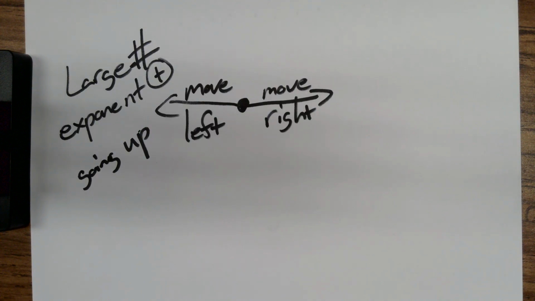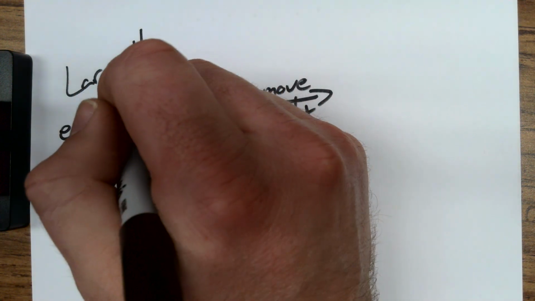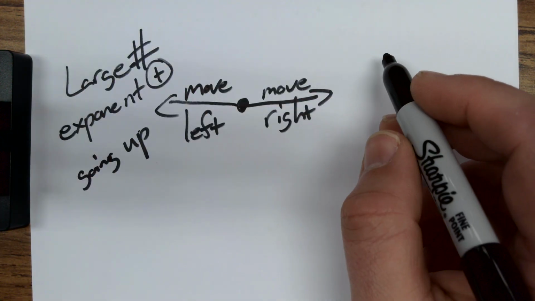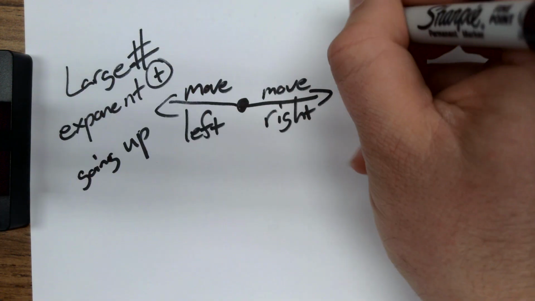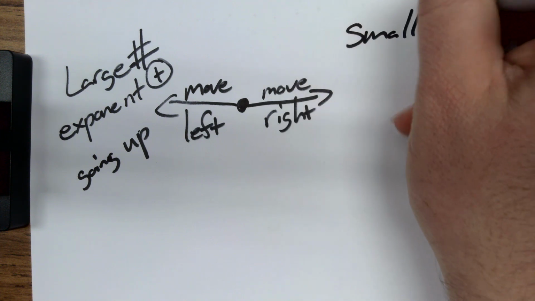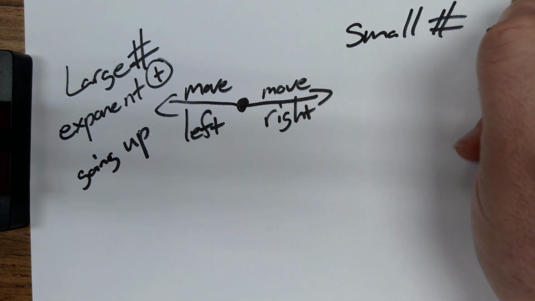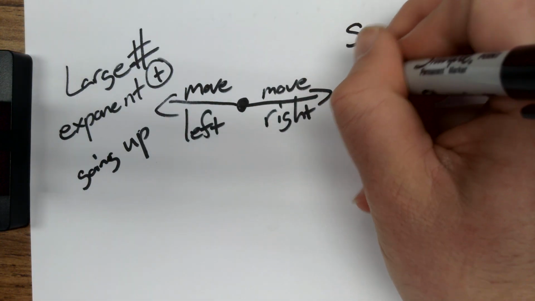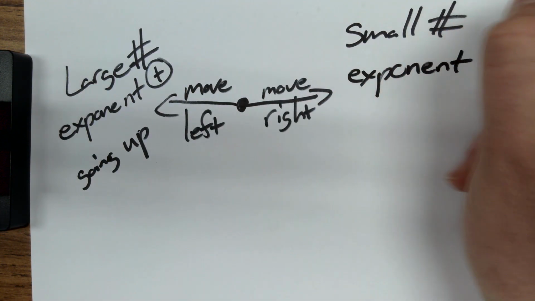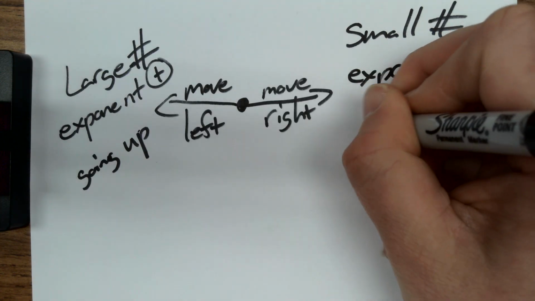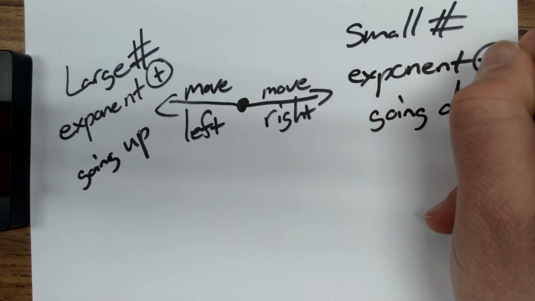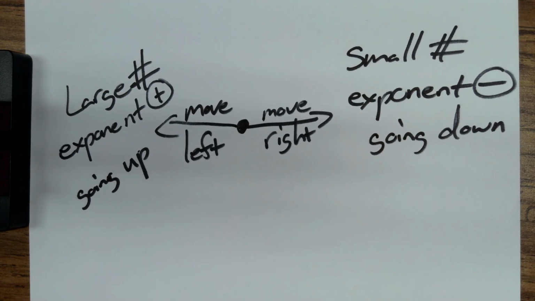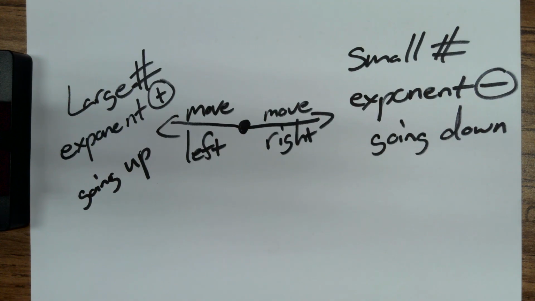If I'm moving my decimal to the right, do you think if going to the left with a large number, am I dealing with a large or small number over here? Small number. If I'm getting a small number, my exponent was positive over here, where do you think my exponent's going to be over here? It's going to be negative as it's going down. So I can use this kind of map in order to see which way I want to write my power of 10.